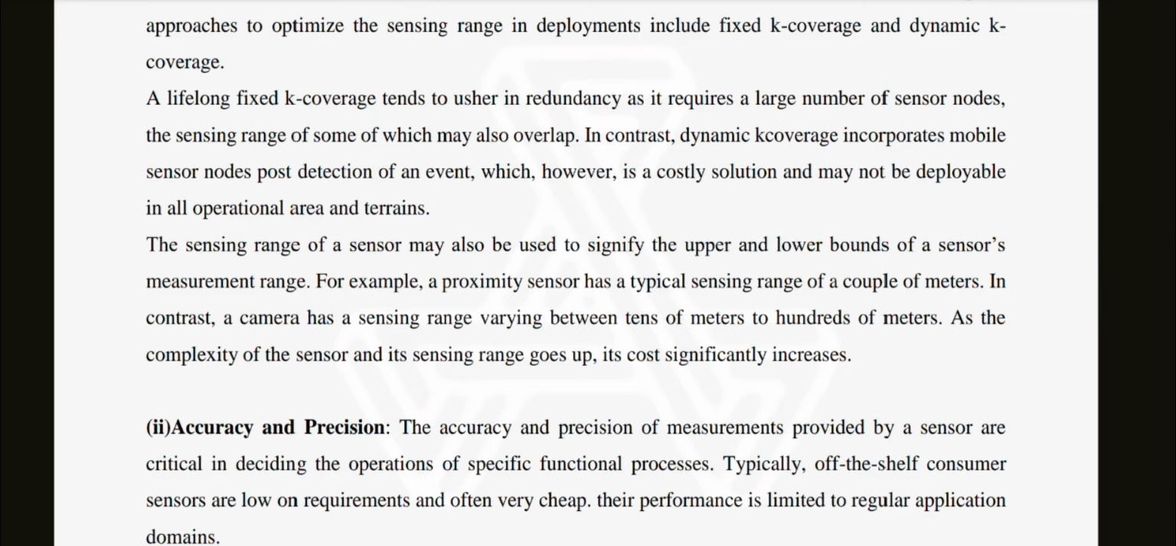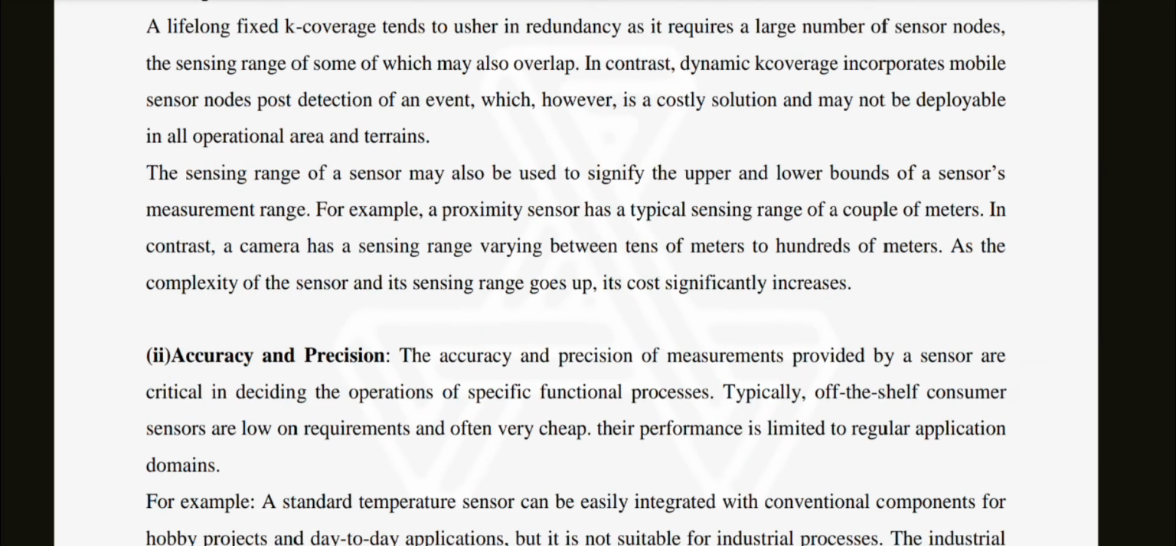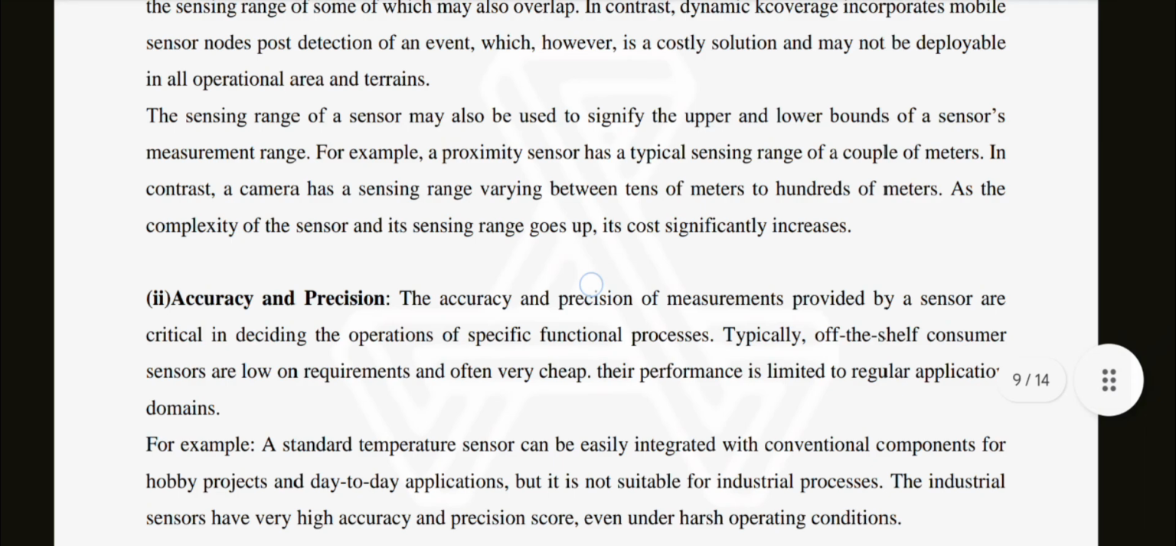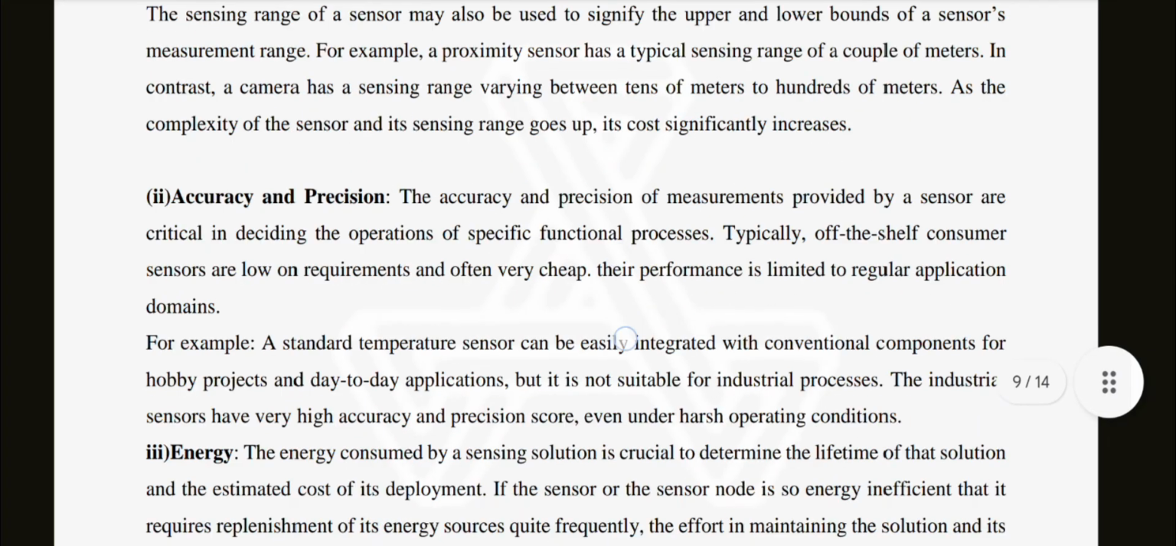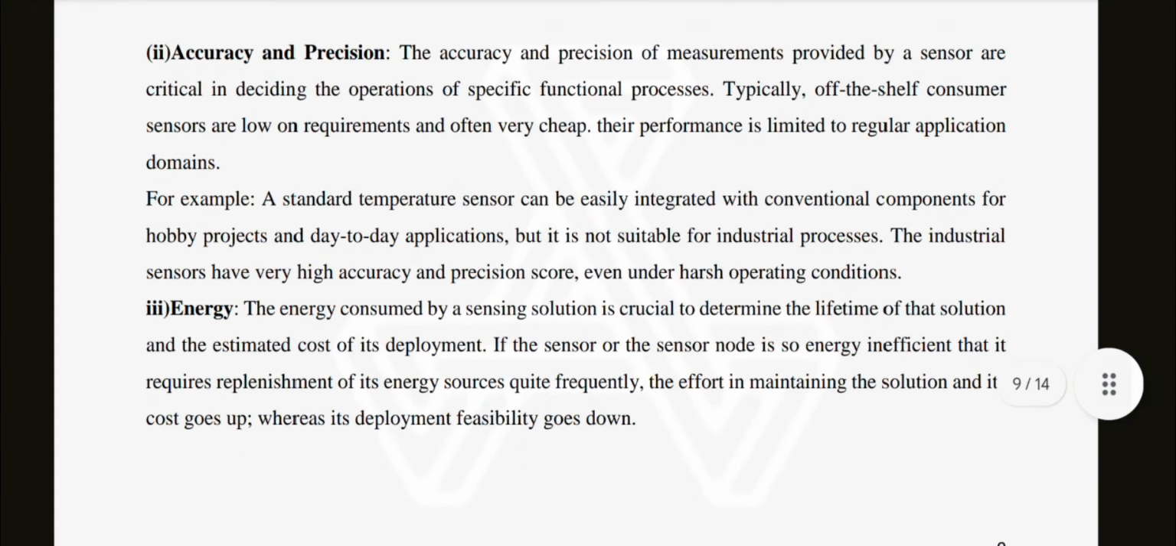The sensing range of a sensor may also be used to signify the upper and lower bounds of a sensor's measurement range. For example, a proximity sensor has a typical sensing range of a couple of meters. In contrast, a camera has a sensing range varying between tens of meters to hundreds of meters. As the complexity of the sensor and its sensing range goes up, its cost significantly increases.